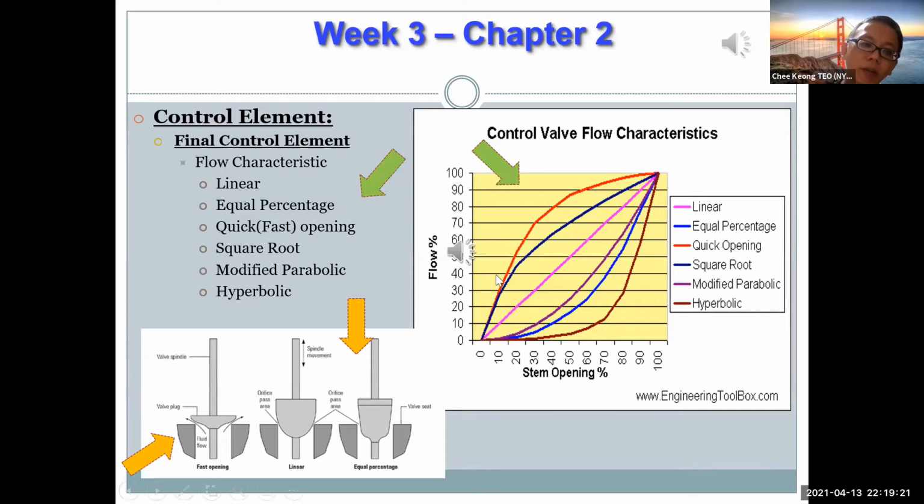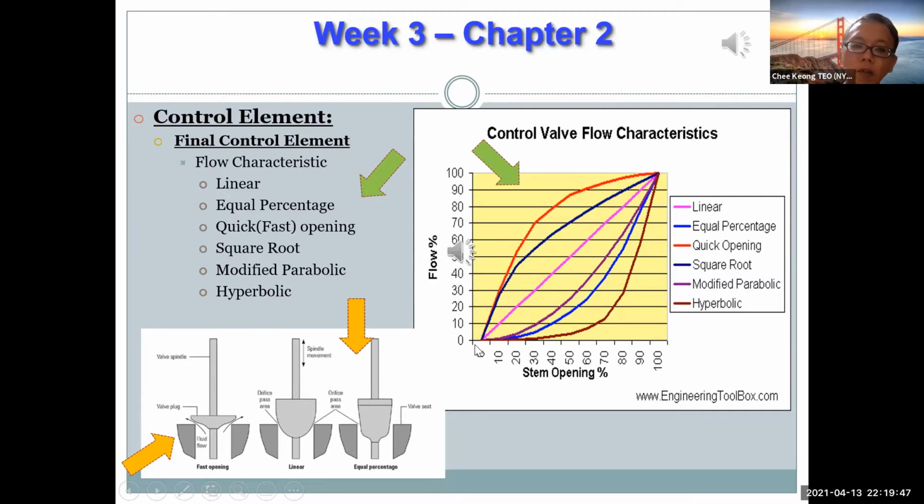Now, for flow characteristic, basically we plot the flow percentage versus the stem opening, right? Stem opening, we talk about the area for the percentage that is open. For example, if I lift this piston up, how much percentage is being exposed, so how many percent opening versus when it is fully open? Fully open, of course, is 100%. So basically, it is the percentage opening versus the flow.